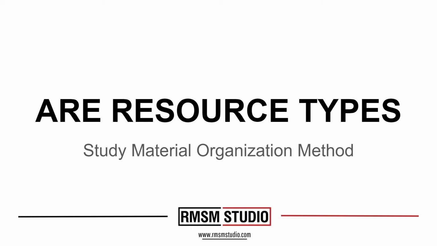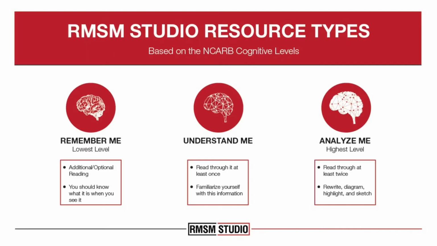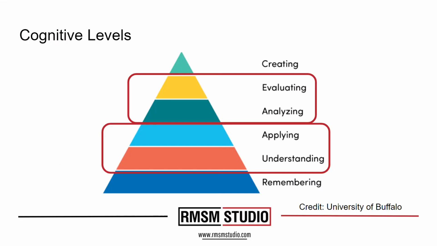So this is the method that I use to help organize my study materials. I have three different categories of resource types: Remember Me, Understand Me, and Analyze Me. And these categories are based on the NCARB cognitive levels. So let me go into what those are.